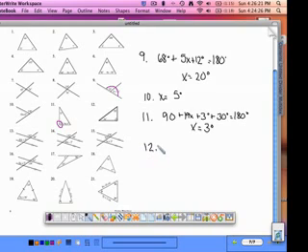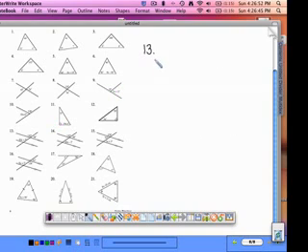When you finish solving number 12, you should get x is equal to 10 2/3 degrees. Pause the video and work problems 11 and 12 now. In problem 13, we have parallel lines. And so let's take a look at the angle relationships formed in these parallel lines.